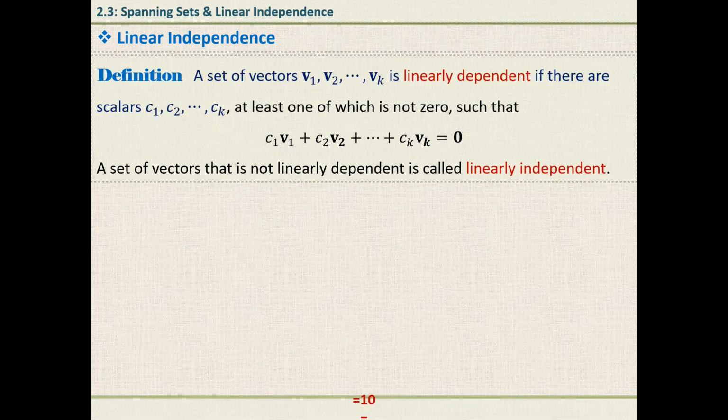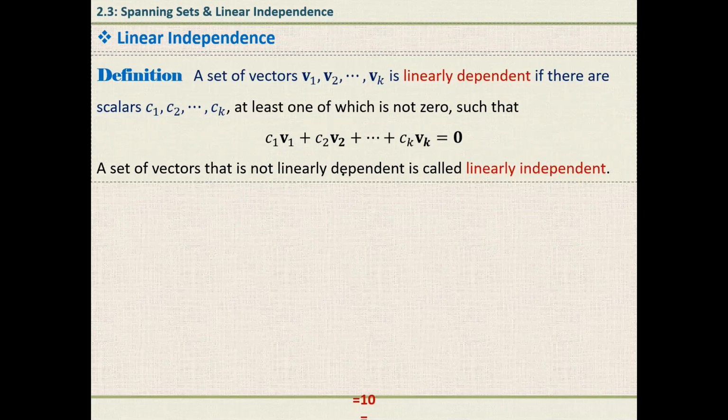So what's going on here? As you see, we are given k vectors, v1, v2, ..., vk, with non-trivial coefficients. Here we have c1, c2, ..., ck, and non-trivial means at least one of these values is not equal to 0. So the linear combination gives us the 0 vector.